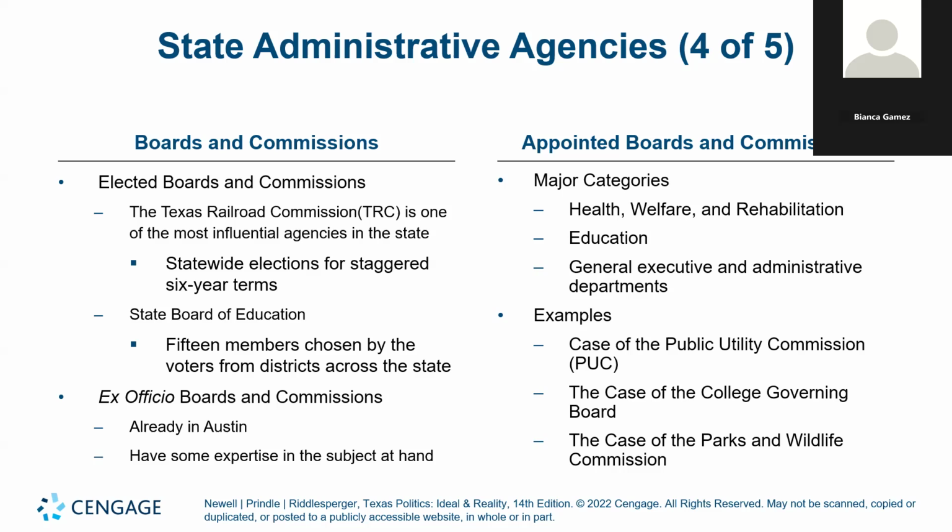So, 15 members chosen by the voters from districts across the state. It's not an at-large election where it's just the top 15 vote getters across the state. Instead, it's based on districts, so there are 15 different districts in Texas. Depending on where you live, that determines which state board member you're zoned to. That's why, when you register to vote and the county sends you your election card, it gives you all that information.